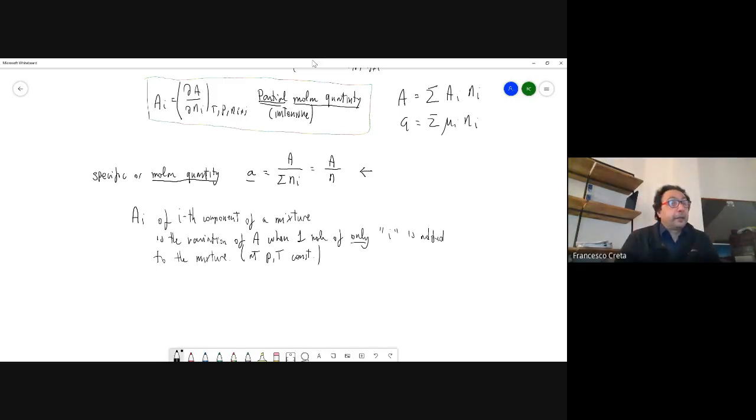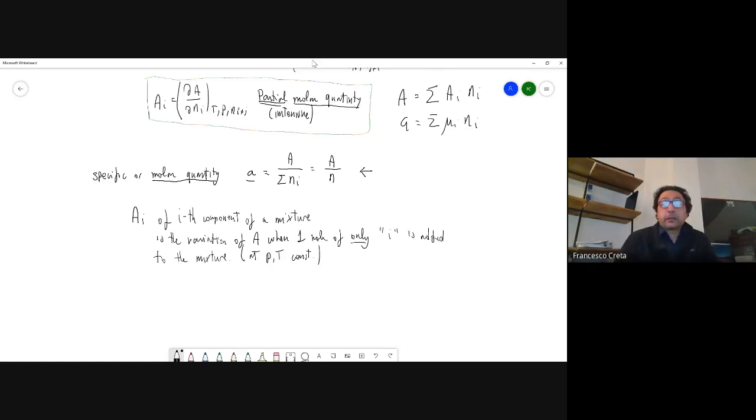On the other hand, the A_I, the capital I, the partial molar quantity, refers to something else. It doesn't refer to the variation of A by the addition of 1 mole of the whole mixture, but it relates to the variation of quantity A by the addition of 1 mole of species I, only I. So you have, in fact, NS different partial molar quantities. So these two are completely different.